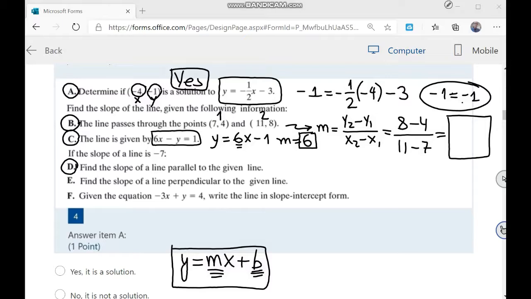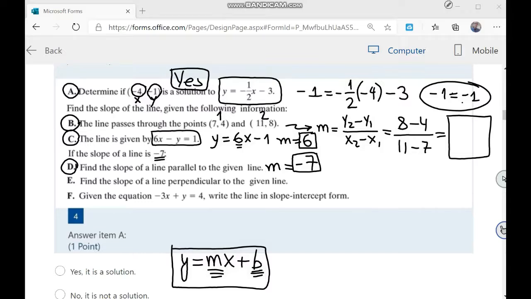Find the slope of a line parallel to the given line. And the given line is this one. If the slope of a line is negative 7, then find the slope of a line parallel to this one. The lines that are parallel have the same slope. So parallel lines have the same slope. That means the value of the slope here, if the line is parallel, is going to be equal. It's going to be negative 7.